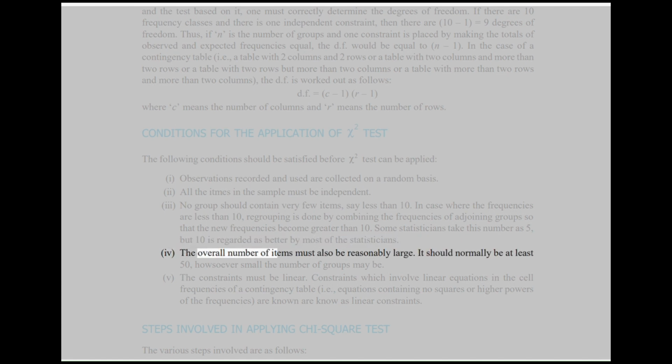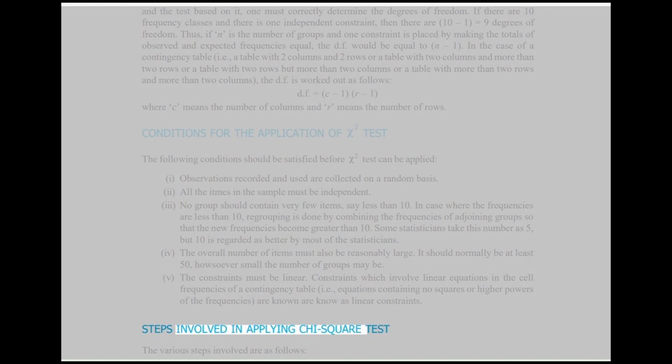4. The overall number of items must also be reasonably large. It should normally be at least 50, howsoever small the number of groups may be. 5. The constraints must be linear. Constraints which involve linear equations in the cell frequencies of a contingency table, i.e., equations containing no squares or higher powers of the frequencies, are known as linear constraints.